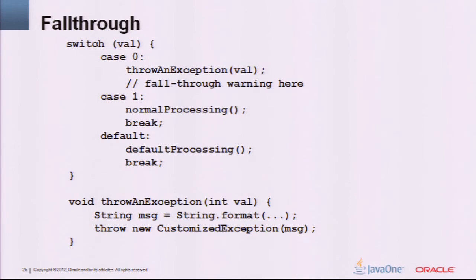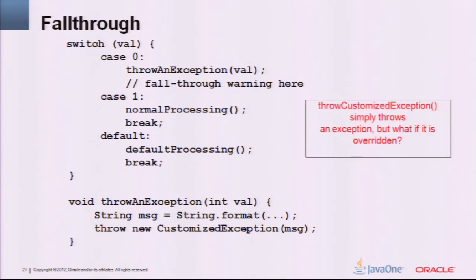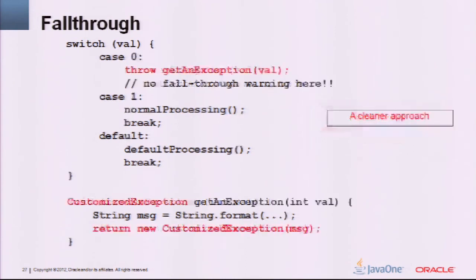What might happen is, if you override and throw an exception, there's no guarantee that whoever overrides it will be throwing an error over there. So in that case, your logic will just fall through to case 1. A cleaner way of doing this would be to throw an exception over there, probably get an exception from another method, that's fine, but you actually throw that exception over there. You don't get the fall-through warning, and you're guaranteed that even if someone overrides that method, they will have to return an exception over there.